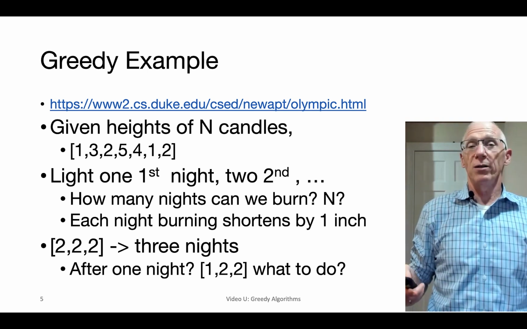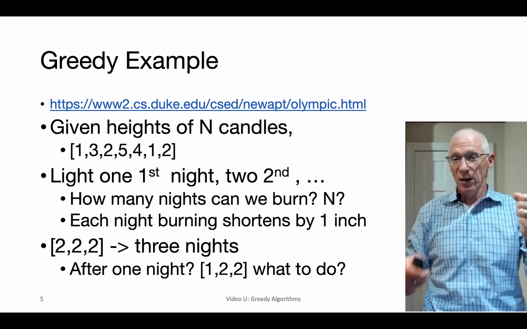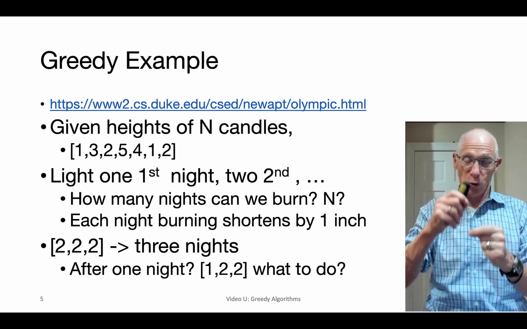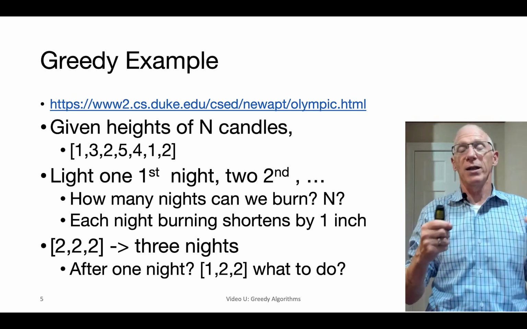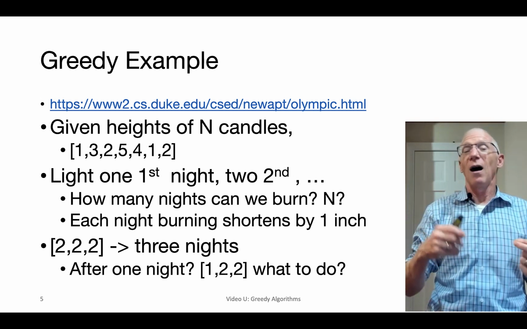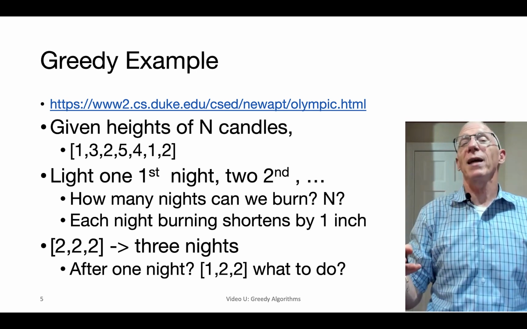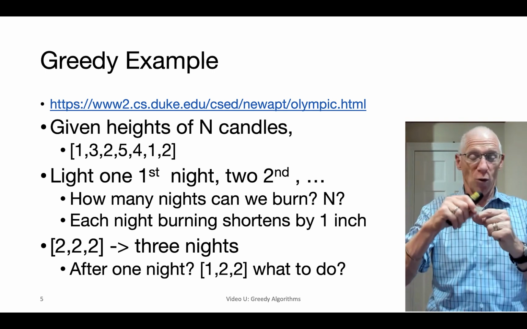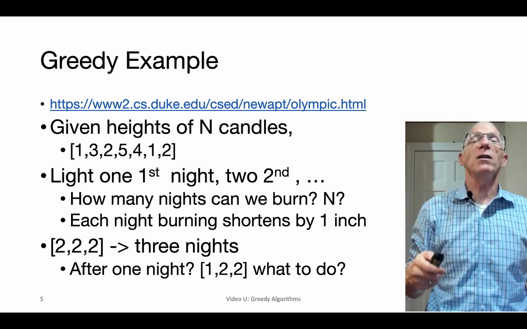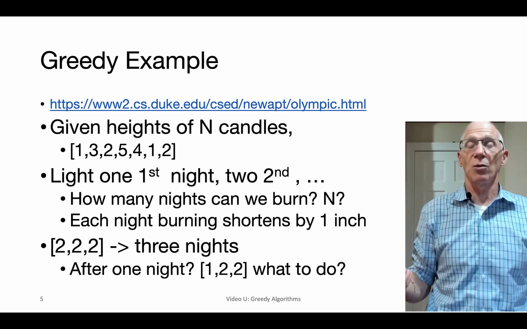And what we need to do is, on the first night, we burn 1 candle. It shortens it by 1 inch. On the second night, we burn 2 candles. They're each shortened by 1 inch. On the third night, we burn 3 candles. They're each shortened by 1 inch. So some candles are growing shorter, and we continue until we don't have enough candles to burn.